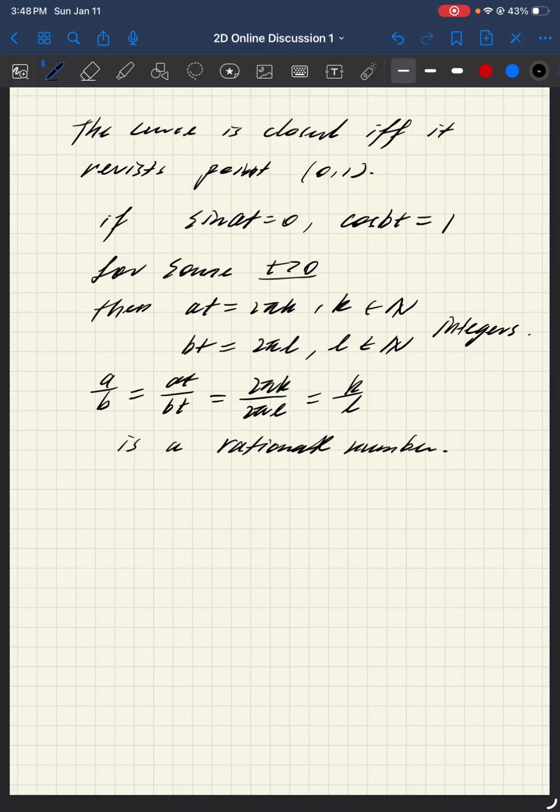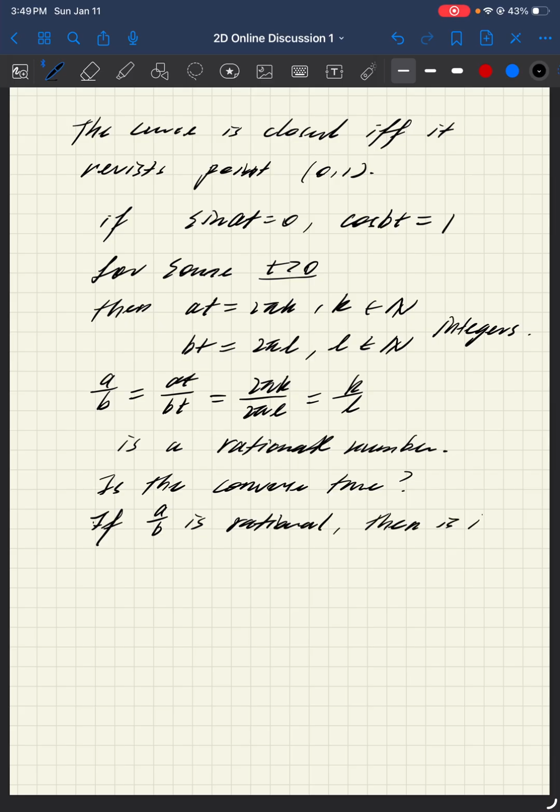So this begs the question, is the converse true? So if the ratio between a and b is rational, then is it true that R(t) is closed? And indeed, the answer is yes. And let's show it.